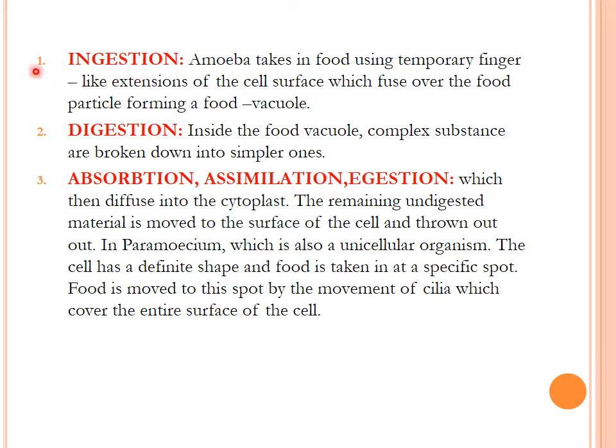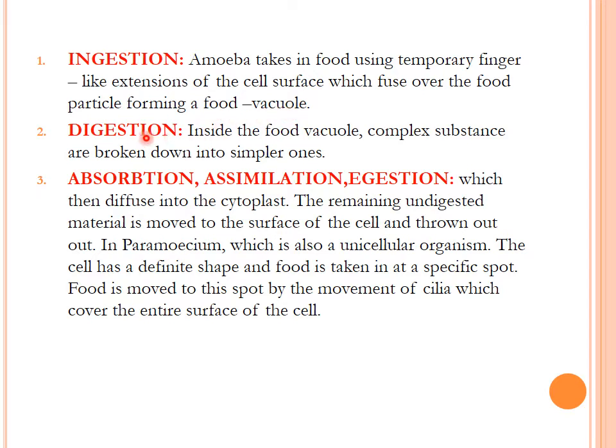In the first step, that is ingestion, amoeba takes in food using temporary finger-like extensions or projections, which we call pseudopodia, of the cell surface, which fuse over the food particle forming a food vacuole. इंजेक्शन में अमीबा अपने फिंगर लाइक प्रोजेक्शन स्यूडोपोडिया के थ्रू फूड पार्टिकल्स को फेगोसाइटोसिस के थ्रू इनक्लोज कर फूड वैक्यूल में अपनी बॉडी में लाता है.